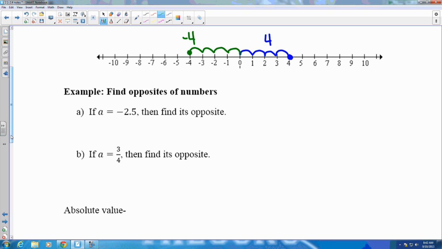So if A is negative 2.5, what is its opposite? I just need to go in the opposite direction of 0. So it'll be positive 2.5. And B would be negative 3/4.